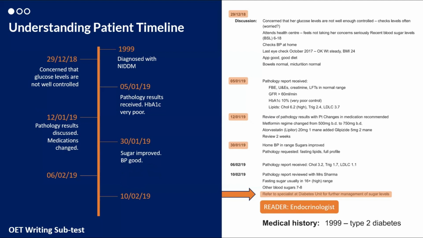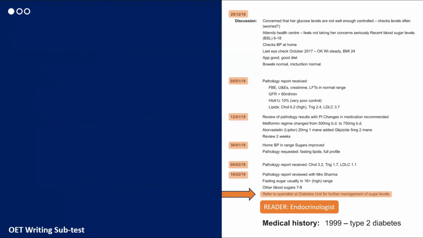A new pathology was requested. The result showed that her fasting sugar is in the high range, which you have reviewed with the patient on the 10th of February. You have decided to refer her to the endocrinologist for management.